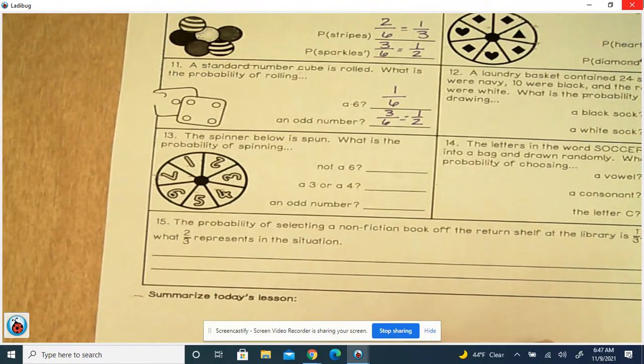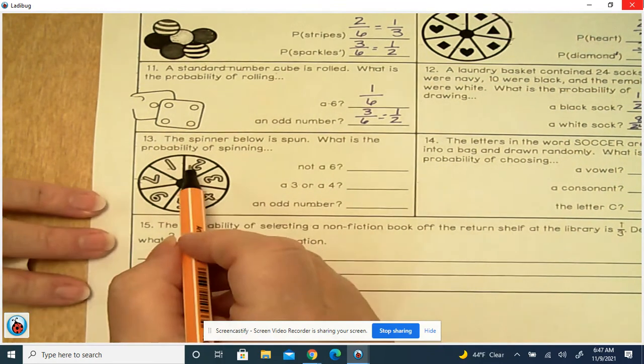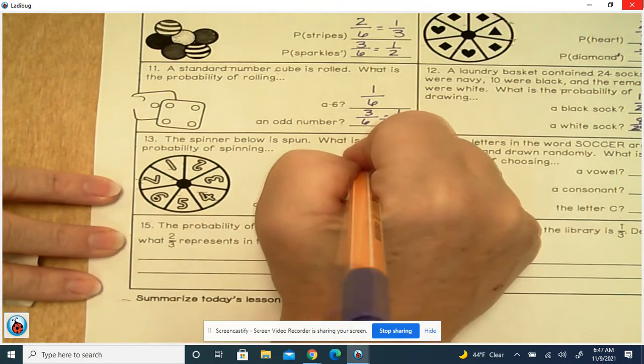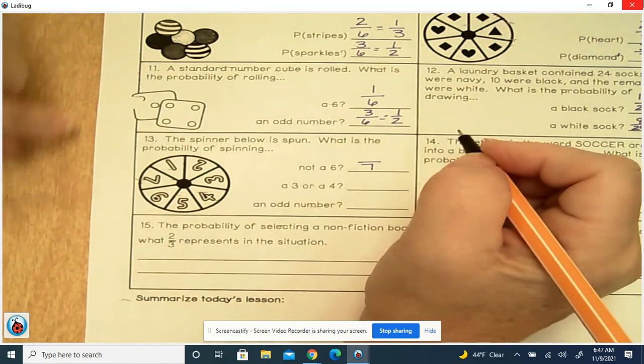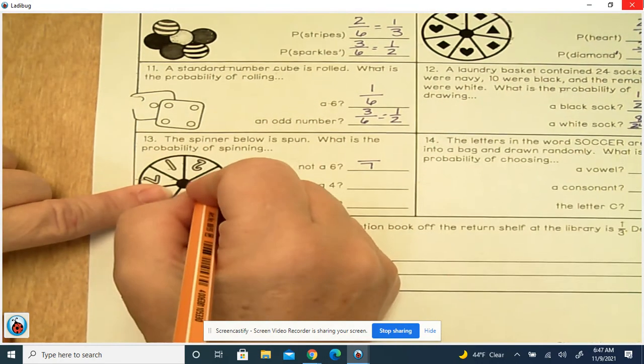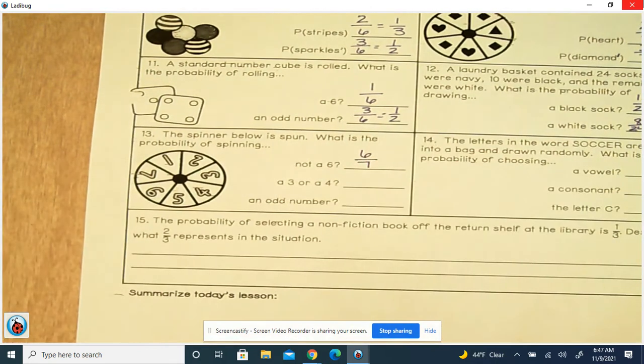Number 13, the spinner below is spun. What is the probability of not spinning a 6? So we've got 1, 2, 3, 4. We've got a possibility of 7. If we take out the 6, it is 1, 2, 3, 4, 5, 6. 6 out of 7.